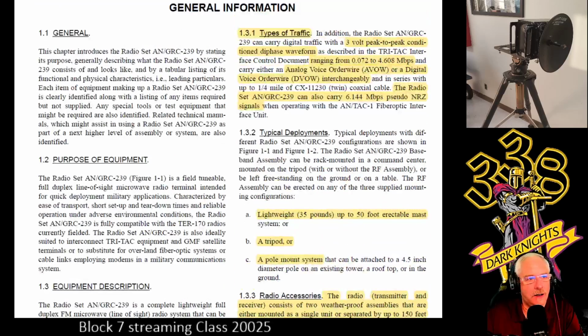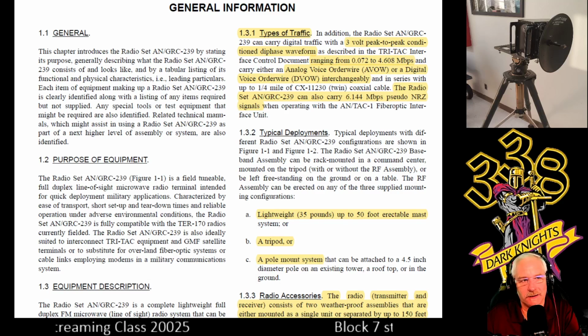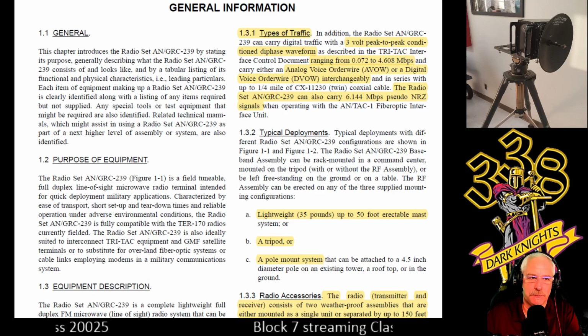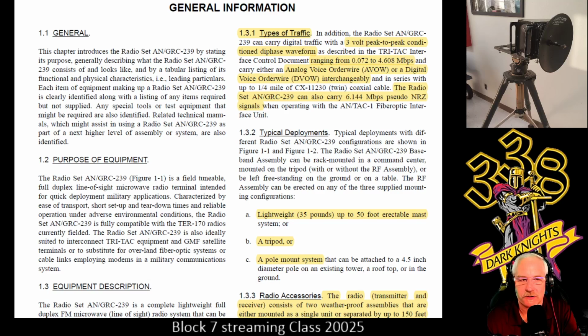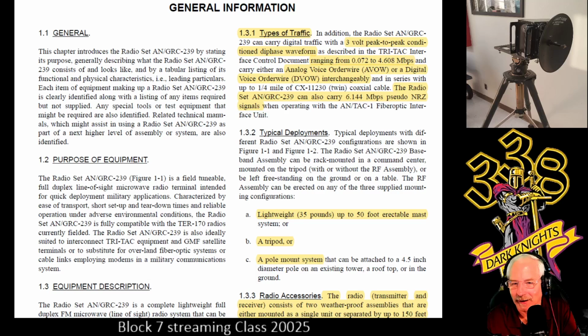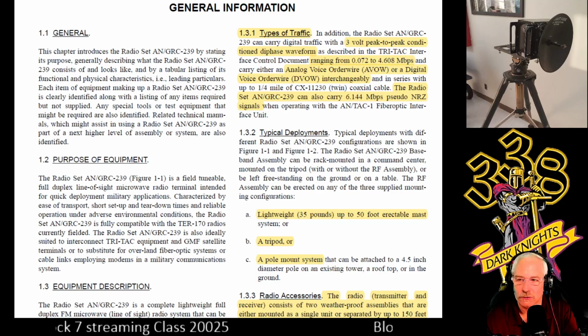Before I get any farther, I forgot to tell you about 1.1.3. That's my mistake. I got sidetracked. This is underneath the order wire. It says radio set Jerk 239 can also carry 6.144 megabits per second. This is the most important line in this tech order. It says pseudo NRZ. The word pseudo, it emulates NRZ. This is the only place in the tech order that says pseudo NRZ.